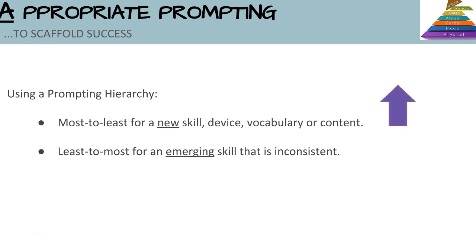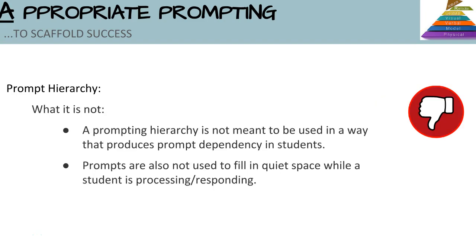So starting off at a high level of prompting for new things, and starting off at a lower level of prompting for things that they've already had exposure to and are just practicing. So the prompting hierarchy should not be creating that prompt dependency that I was talking about. Prompt dependency means that we are creating an environment in which the student knows that someone's going to be there to catch them when they fall.